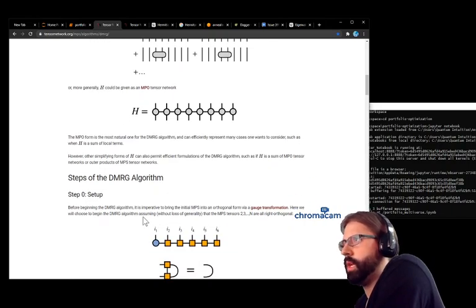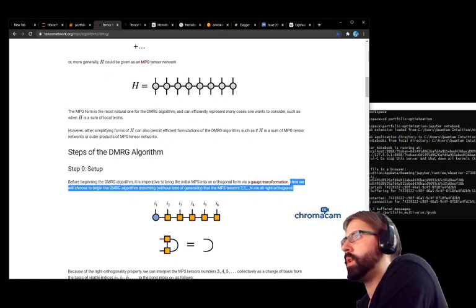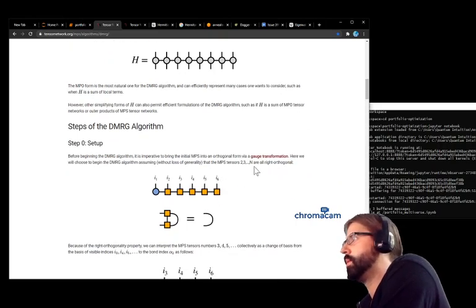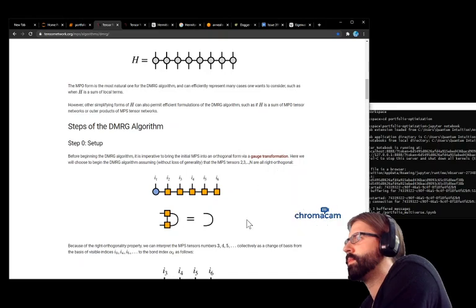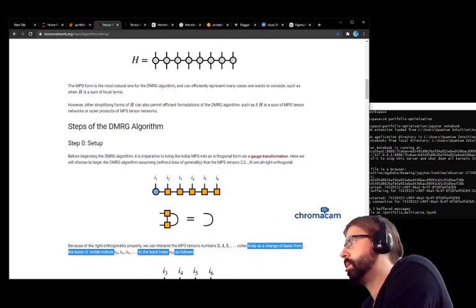The setup. Before beginning the DMRG algorithm, it is imperative to bring the initial MPS into an orthogonal form via a gauge transformation. Here we will choose to begin the DMRG algorithm assuming, without loss of generality, that the MPS tensors 2, 3, N are all right orthogonal. What is a right orthogonal tensor?